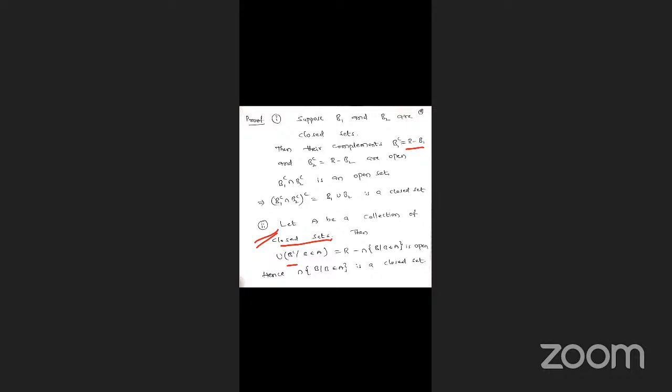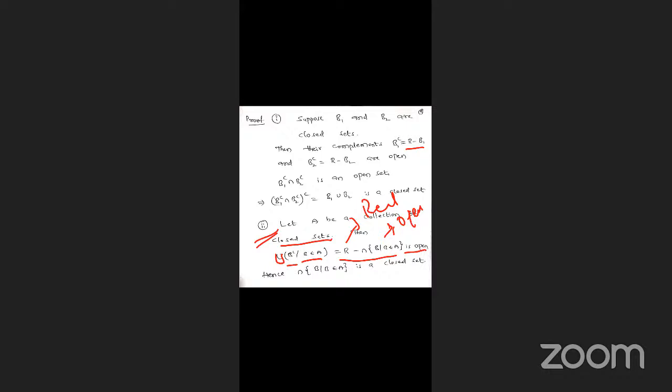Here B complement means it is an open set. Here union is there before. Union means collection of open sets. It is equal to R minus the intersection of the set of B such that B belongs to A, which is open. Here we are subtracting from real numbers. R is the real numbers, and subtracting these two we will get open numbers only.